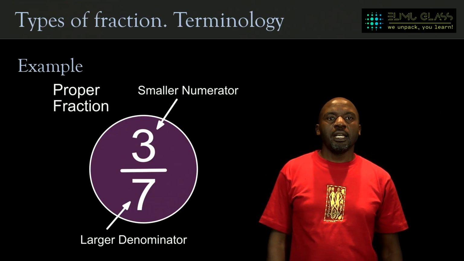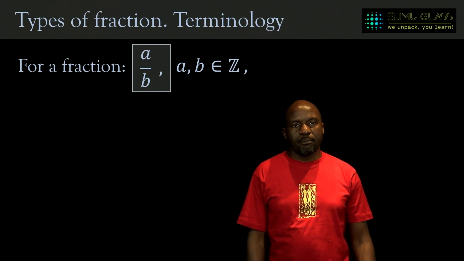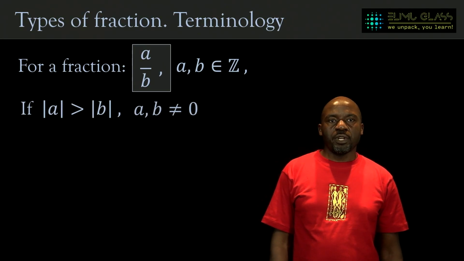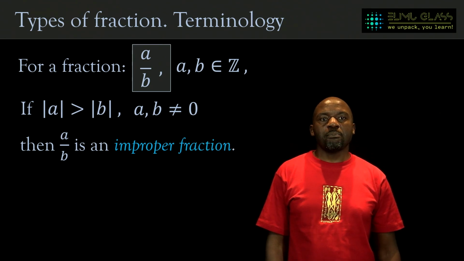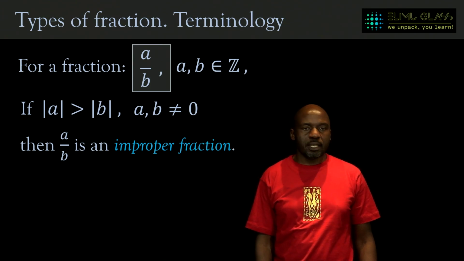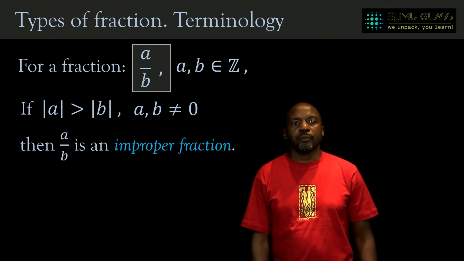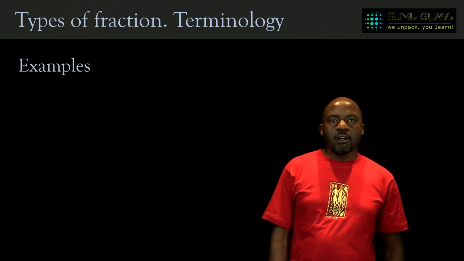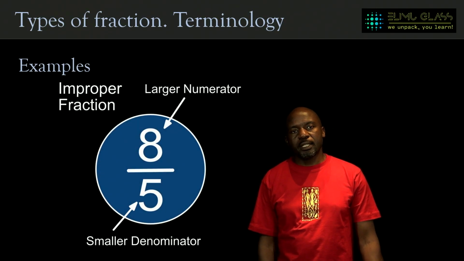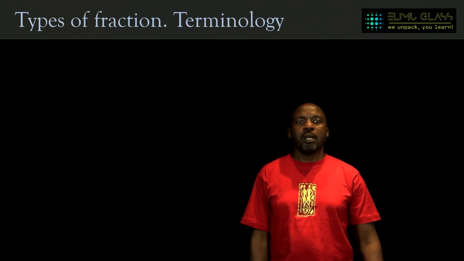On the other hand, if the number in the numerator is larger than the number in the denominator, then what we end up with is what we refer to as an improper fraction. So these are terms that I want you to remember as we move forward. Okay, an example of an improper fraction is 8 out of 5. So you can see that the numerator is now larger than the denominator.